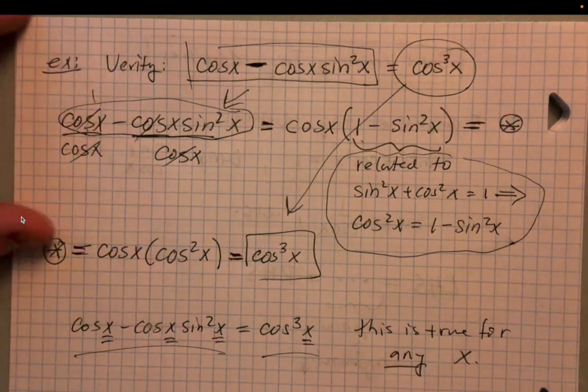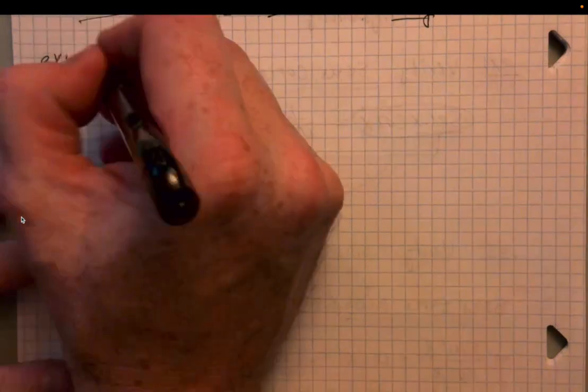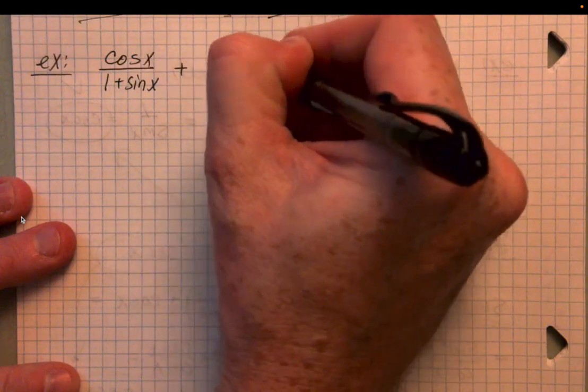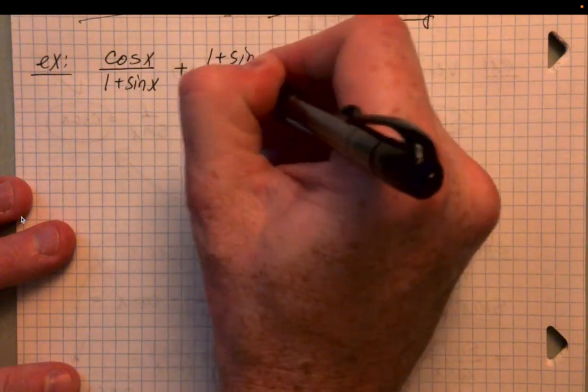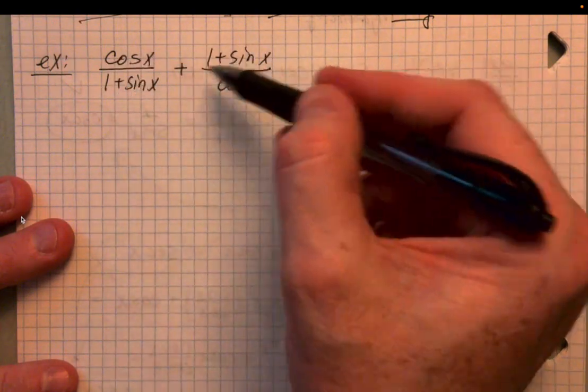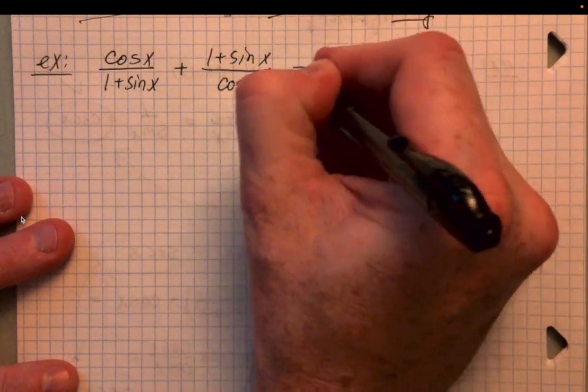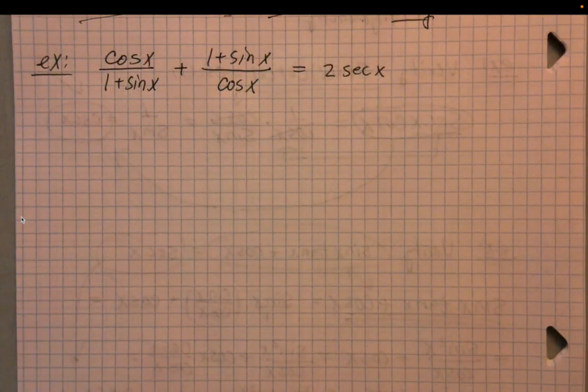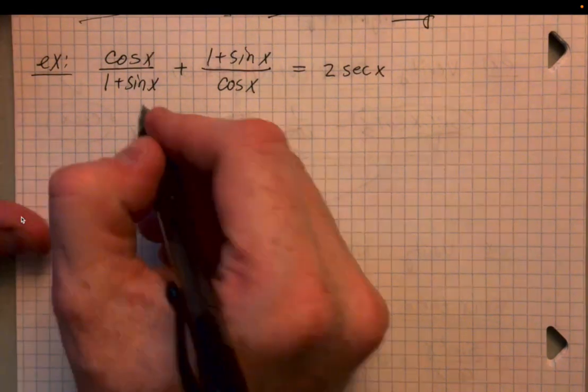Okay, let's do another one. Let's take a look at another example. This one will be slightly trickier than the ones we've seen. Okay, so we'll say cos x over 1 plus sine x plus 1 plus sine x over cos x. This is all equal to 2 times the secant of x. In this example, we're going to use a common technique where we combine the two terms.